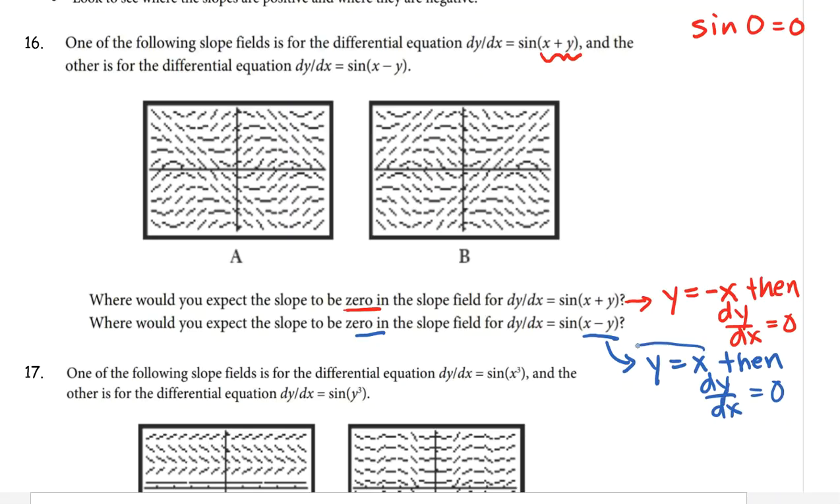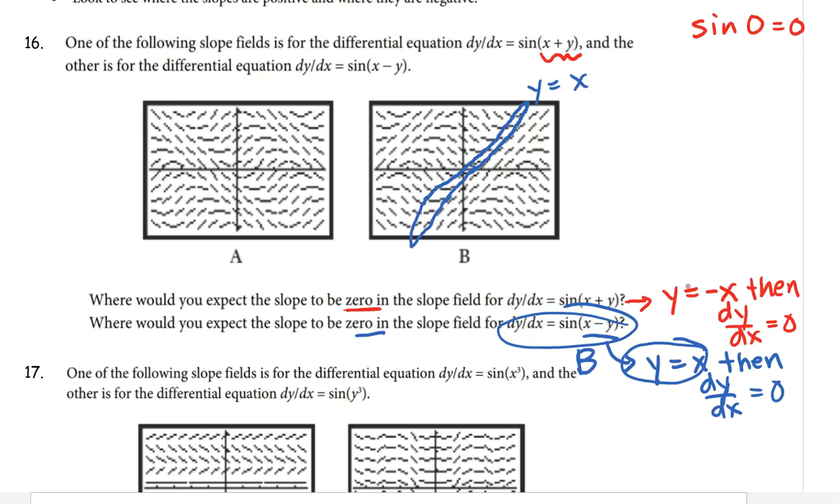Well, look at this, our 45-degree line. Looking at the 45-degree line, and our slope fields aren't always printed so that you can see all of these horizontal tangents, it all depends on the resolution and the size, but can you see some horizontal tangents there on the line y equals x? So this second one that I'm doing in blue would match slope field B.